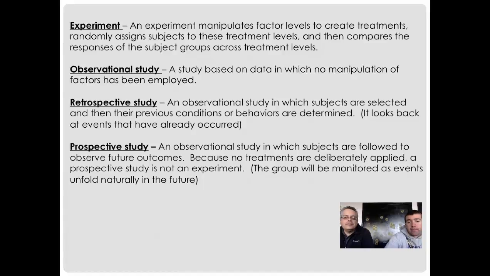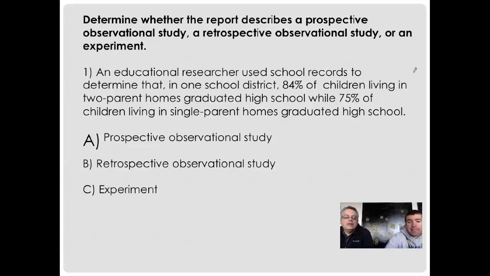Okay, let's do a few examples, to try and iron this out. An educational researcher used school records to determine that in one school district, 84% of children living in two-parent homes graduated high school, while 75% of children living in single-parent homes graduated high school. Mr. Lewis, did they randomly assign people to single-parent families and two-parent homes? No. So this is not an experiment. This is an observational study.